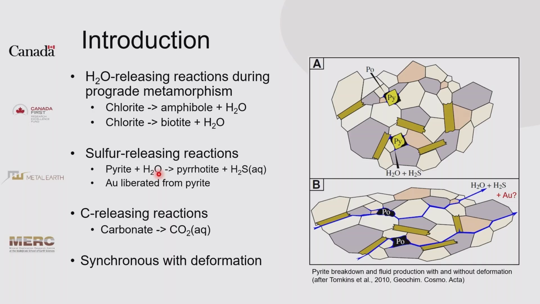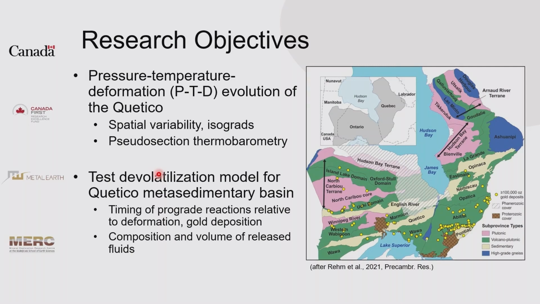Okay, so there are 2 main objectives with this study. The first is nailing the pressure-temperature-deformation evolution, kind of what Isaac was just describing with the Pontiac, because we're lacking a robust estimate of the PT evolution for most of the basins in the Superior province. With that, we're doing a lot of work with isograds, looking at whether there is spatial variability of the pressure-temperature conditions, and of course pseudo-section thermometry. The second part is to test this devolatilization model using the composition of the fluids.